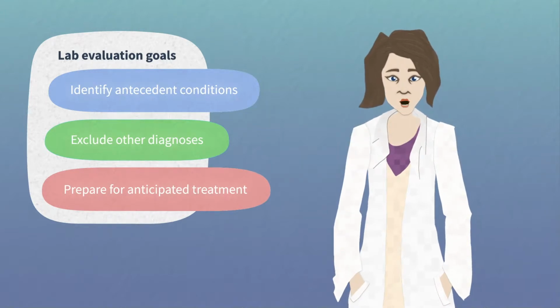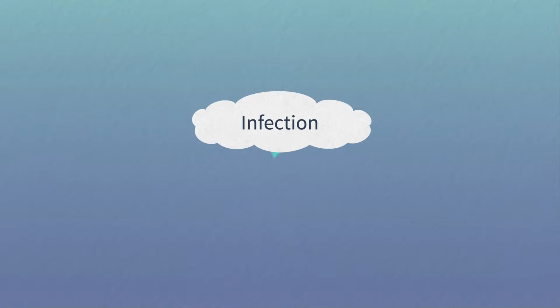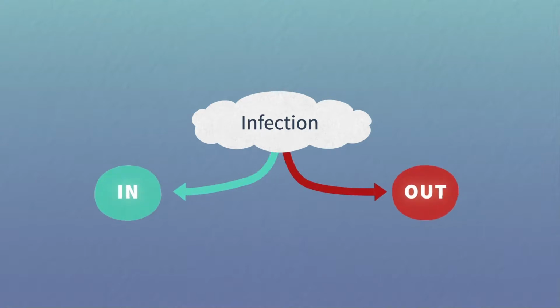This section will cover the diagnostic evaluation for PANS. Lab evaluation begins with ruling in or ruling out infection. We suspect that Darius may have a Group A strep infection.